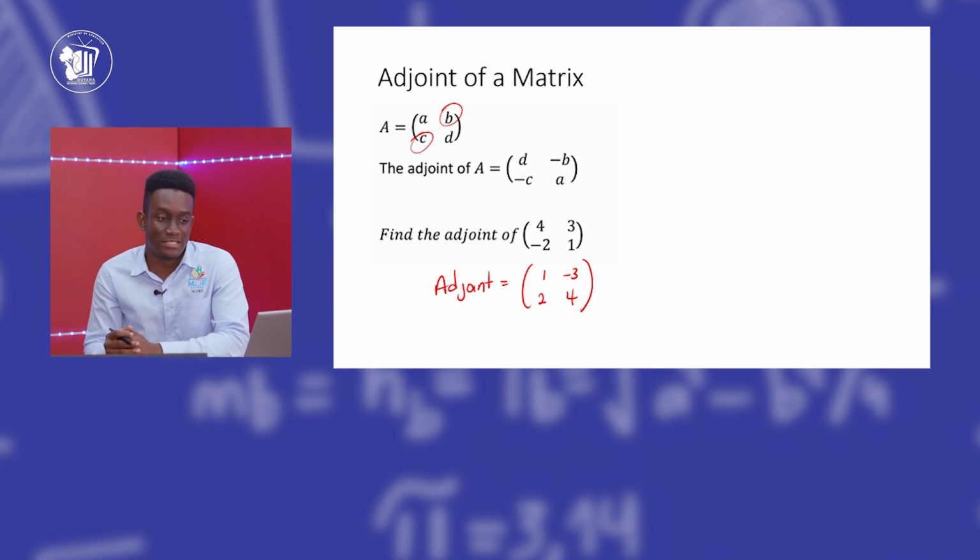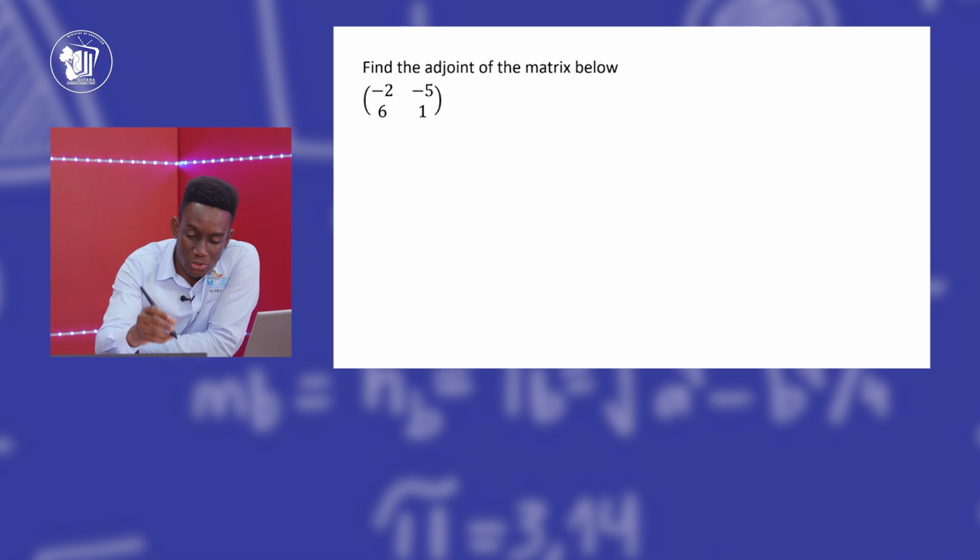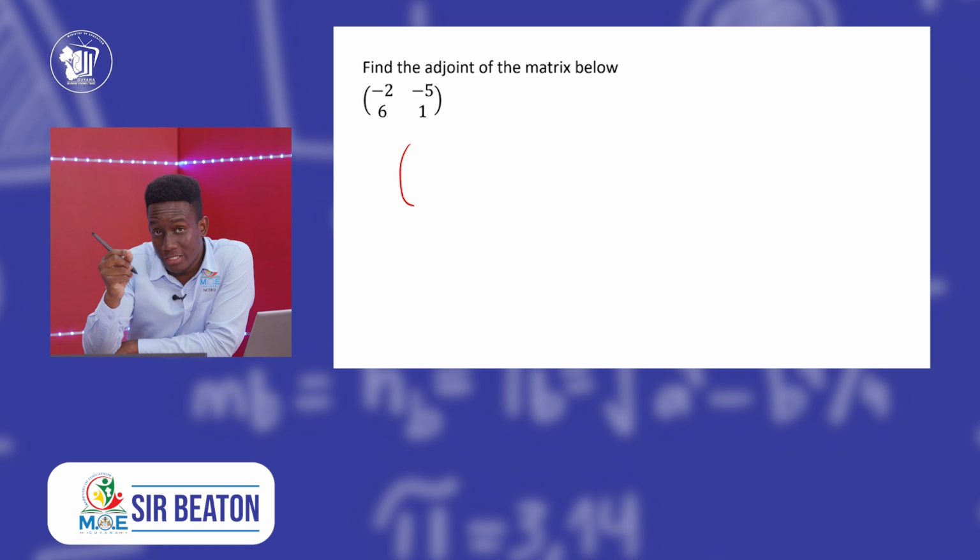As easy as that. So of course I want to cement this with another example. Let's say we wanted to find the adjoint of this matrix, which is negative 2, negative 5, 6, and 1. So we switch these two. Wherever we have 1, we'll put negative 2. Where we have negative 2, we'll put 1. So we'll put 1 here, negative 2 here.